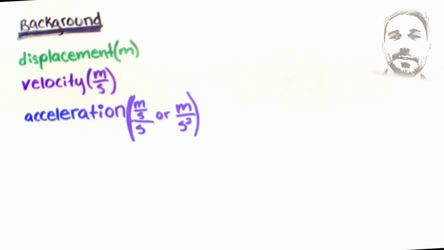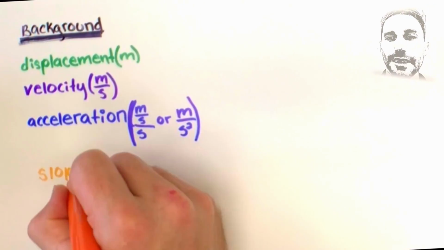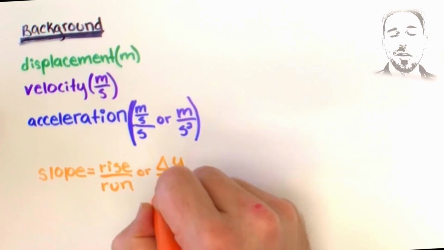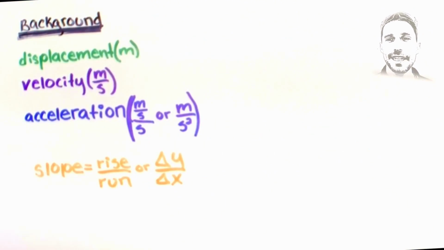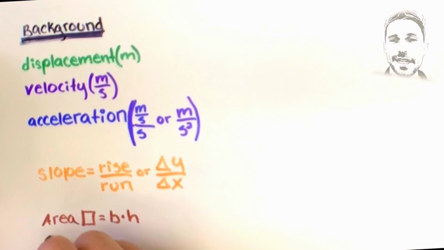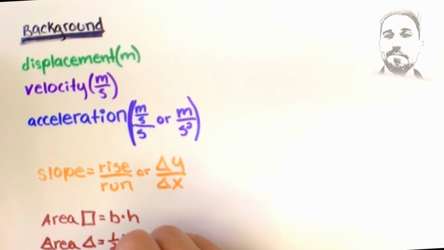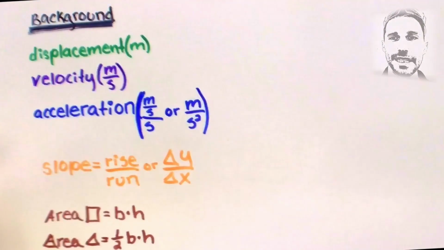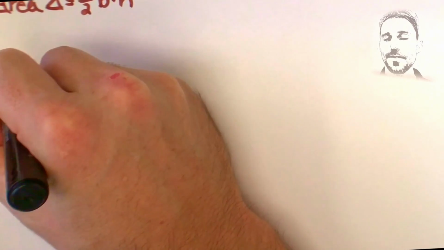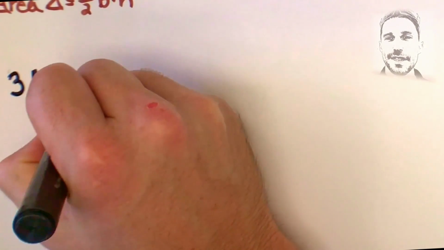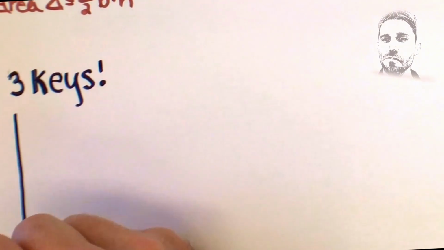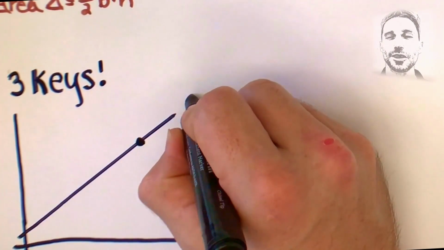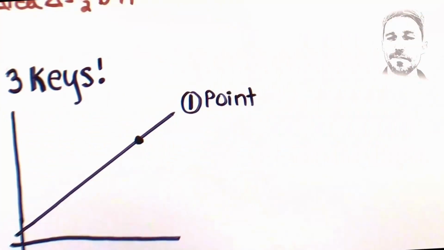So every second something is changing a certain amount of meters per second. The slope, as review, is the rise over the run, or the change in y over the change in x. And the area, when we find the area of something, that's the base times the height, or if you're finding a triangle, it's 1/2 the base times the height. And again, these are our little background concepts that hopefully you're a little bit familiar with, but if not, these things will help you.